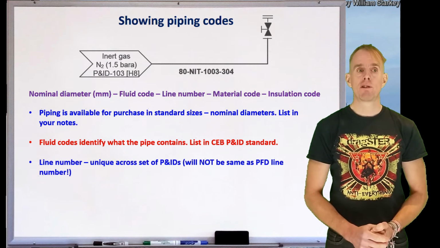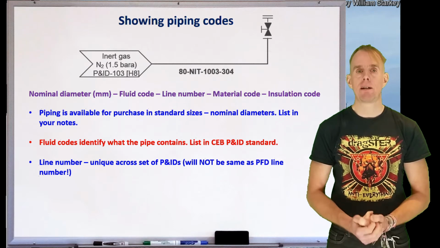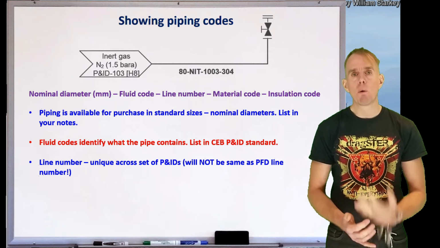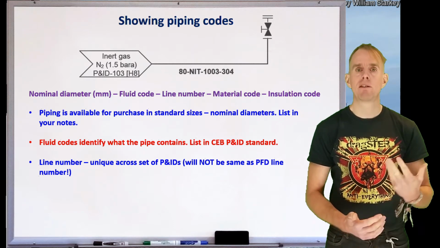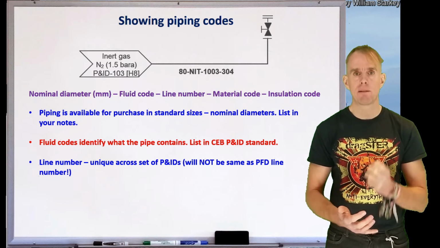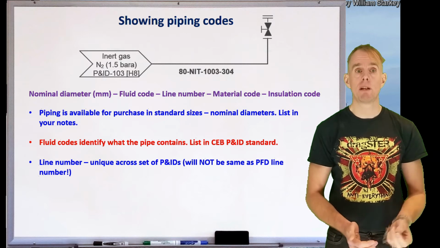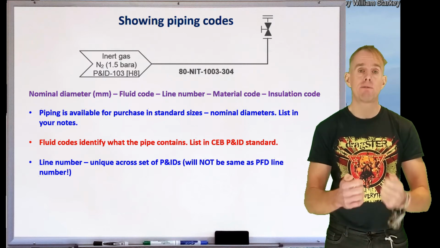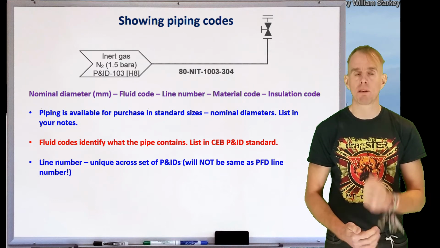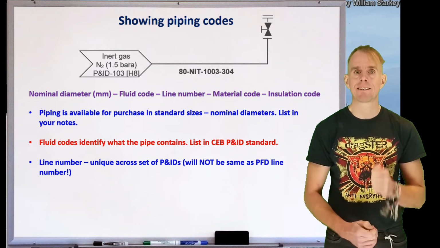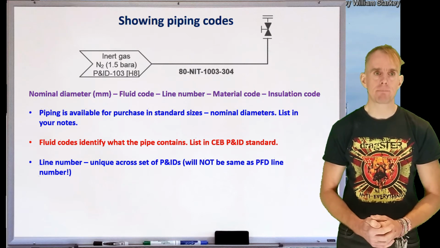The number 1003 is now a unique line number. Note that there are many more lines shown on a P&ID compared to a PFD, so this won't be the same number that appears on the PFD, but it should nonetheless be unique, such that if different engineering disciplines want to look at line 1003, they're all looking at the same line.